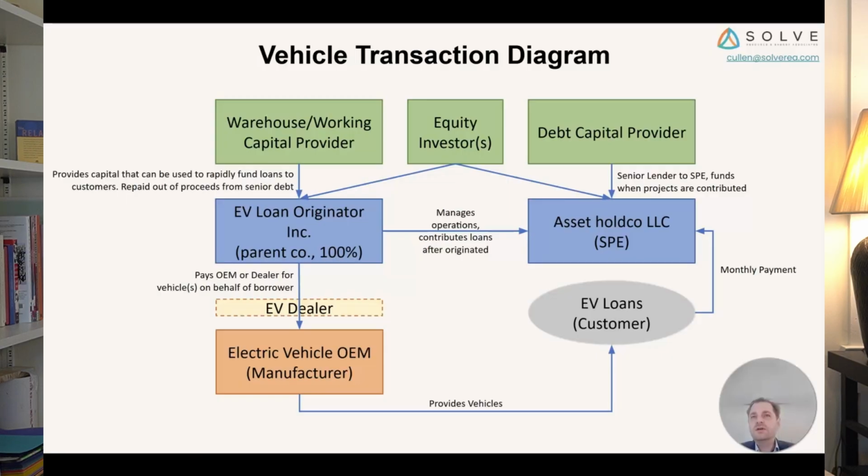Those loans sit between the SPE holding company and the customer. The revenue from those loans goes back to pay the debt capital provider and the loan originator. The loan originator, in turn, is dealing with electric vehicle dealers and manufacturers to make sure that those vehicles go right to the customer. And in this case, the vehicles are being delivered and paid for by the loan originator without the customer having to touch any of that money.